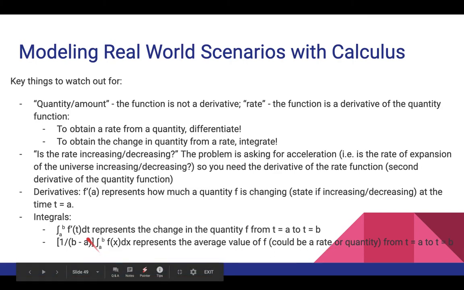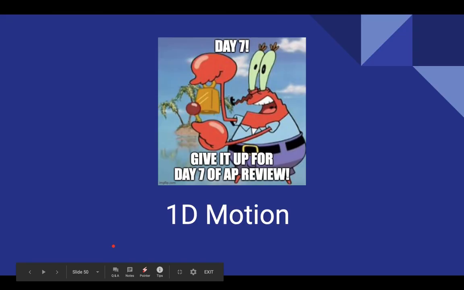Same way right here, if f prime of t is the rate of change of temperature, then integrating f prime of t gives you the change in temperature from t equals a to t equals b. Integration gives you the change in a quantity. Average value gives you the average value of your integrand from a to b. And that covers day 6, very briefly, of our AP review.